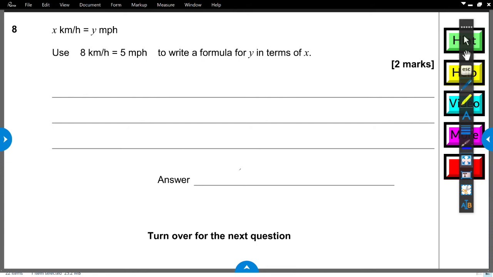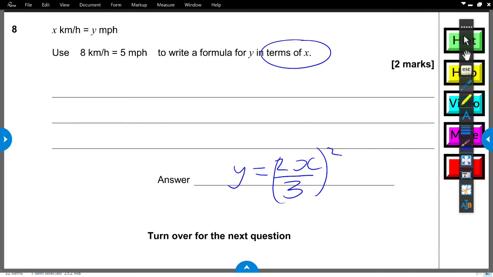Now straight away, this tells me we're trying to find y. So it has to be y equals something, and it's in terms of x. When I say in terms of x, that could be anything as long as it involves x. So I could have x, I could times that by 2, I could divide that by 3, I could square that, I could cube root it. It doesn't really matter as long as it involves x, then that's fine.